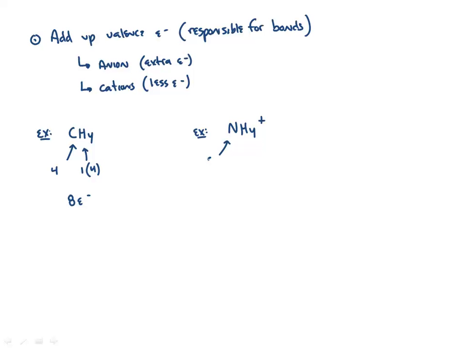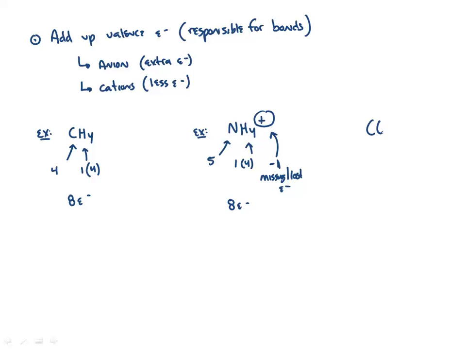And then we can do NH4 plus. Nitrogen is in the 5th column. Hydrogen is the same. 4, and each one has 1. So that's 9. But what does that little plus mean? Minus 1, because I essentially lost electrons. So this is really 9 minus 1 is 8 electrons again.